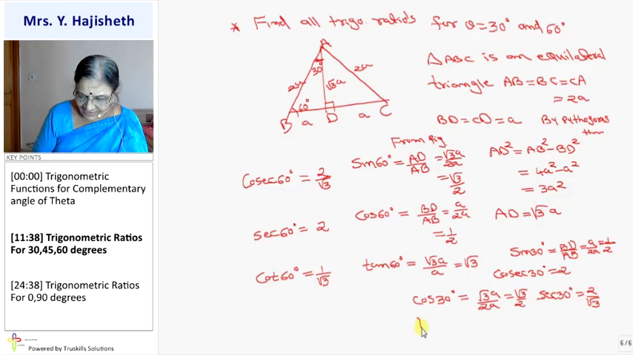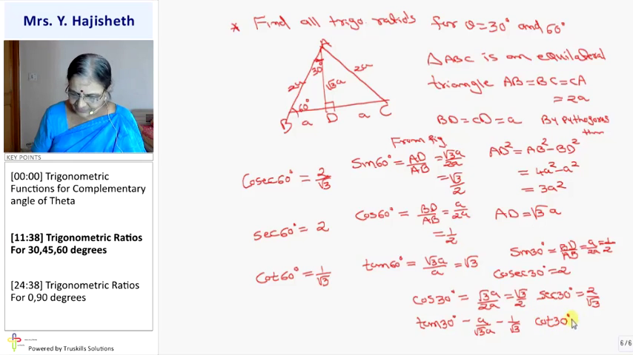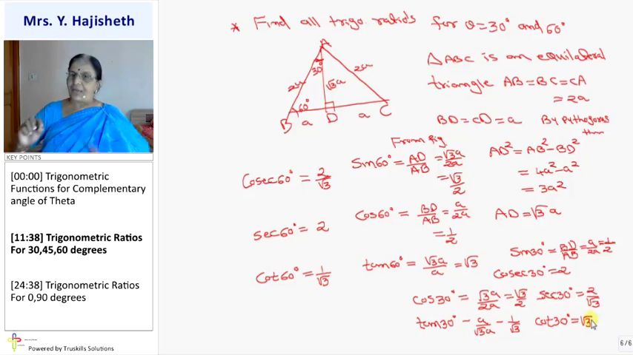And last is tan 30. Tan 30 is 30 का opposite side is A and adjacent is root 3A. So it is A by root 3A. So it is 1 by root 3. ऐसे भी tan 30 is cot of 60. Cot 60 is 1 by root 3. So tan 30 is also 1 by root 3. So my cot 30 is reciprocal. So root 3. So you obtain all the trigonometric ratio values of all trigonometric ratios for theta is 45 degree, 30 degree and 60 degree.